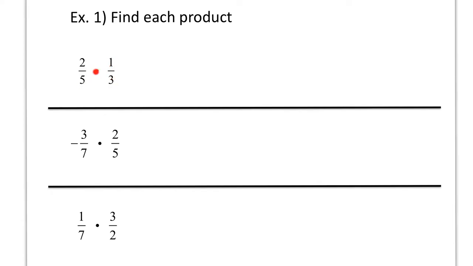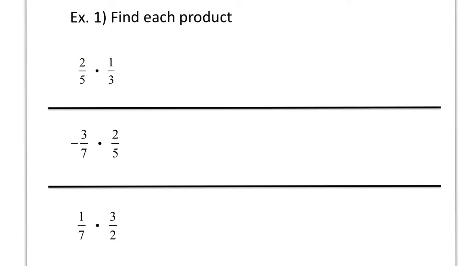Can I cross simplify? And this is cross, the 5 and the number across on the top of the other fraction. 5, 1. Well, 5 doesn't go into 1. 1 goes into 5, but that's not going to change anything if you divide or reduce by 1. So no, you cannot cross simplify. What about the 2 and the 3? No, you cannot cross simplify.